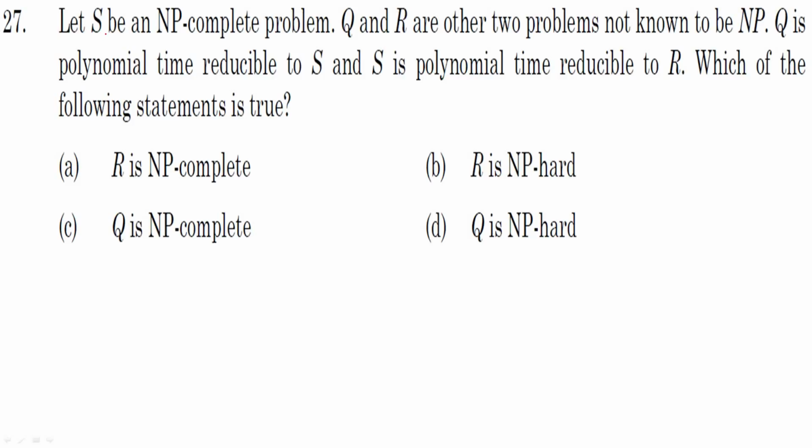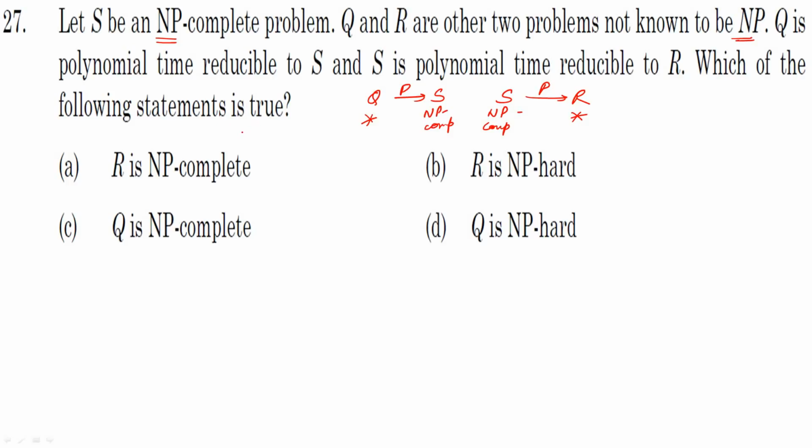Okay, next. Let S be an NP-complete problem. You have to remember this: S is NP-complete, and Q and R are other problems. They are not NP. Q and R are not NP, but S is an NP-complete problem. Q is polynomial time reducible to S, and S is polynomial time reducible to R. We don't know anything about Q and R, but we know that S is NP complete. This is our question. Now which of the statements is true?